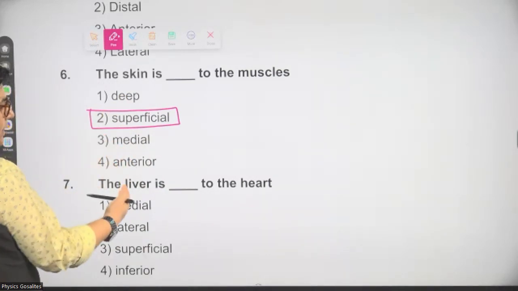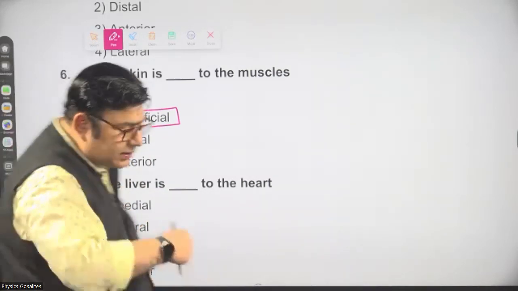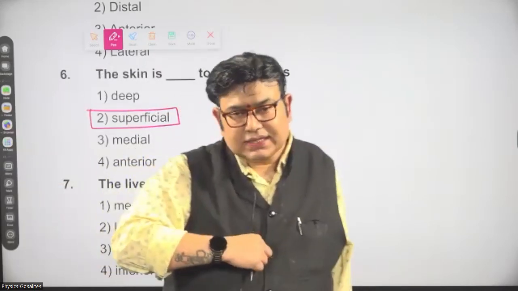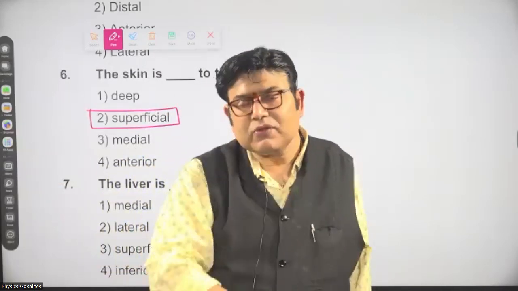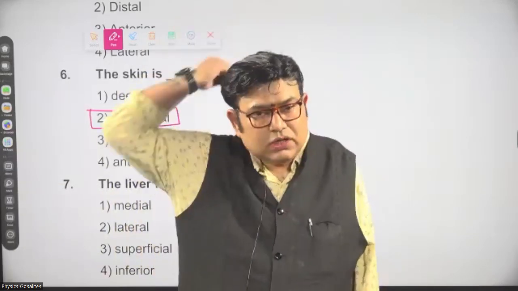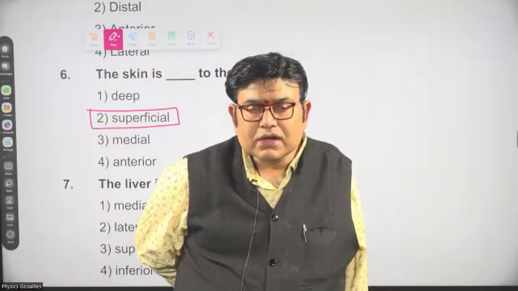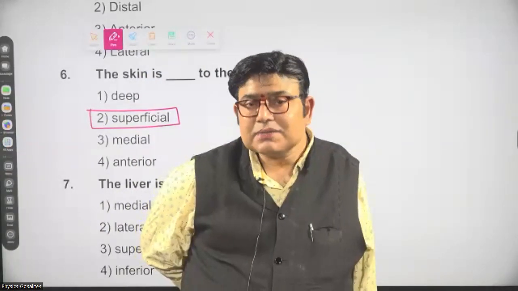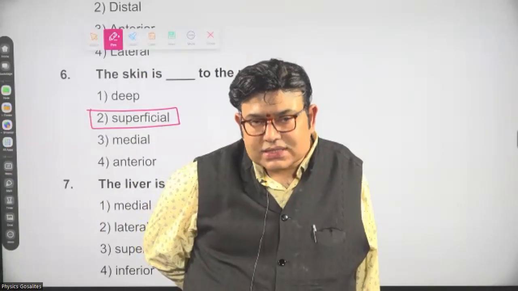Anterior, how can you say it is anterior? Suppose you say that here the skin is anterior. If you see the front of the body, the skin is anterior, and just behind that are the muscles. But then what about the back? In the back, the skin is posterior and the muscles are.